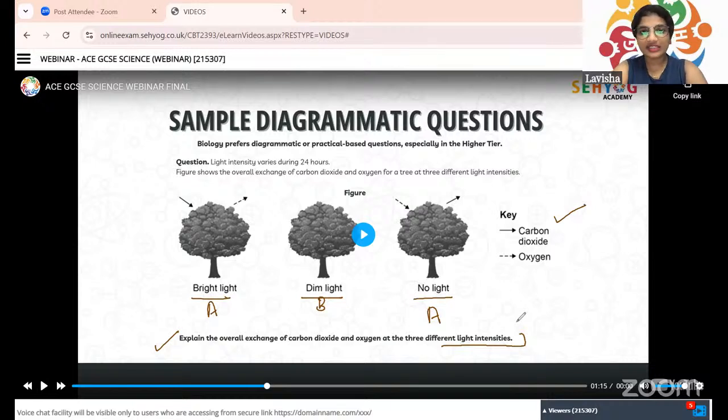Any guesses, everyone? Which topic is this question from? You can put your answer in the chat box anytime. So this particular question is from the topic photosynthesis. Have a look at the diagram. In the first, the solid arrow is carbon dioxide, so the plant is taking in carbon dioxide and giving out oxygen. In the second scenario, we cannot see any movement of gases. In the third, the plant is taking in oxygen and giving out carbon dioxide.